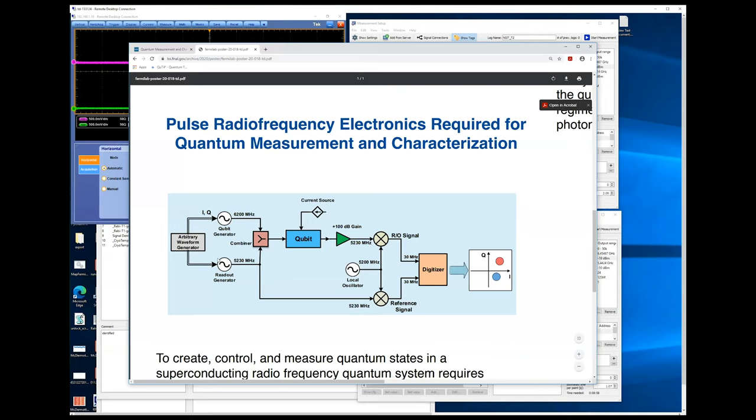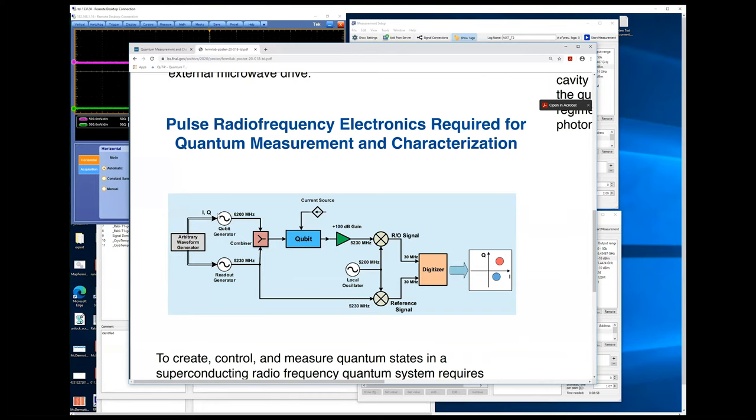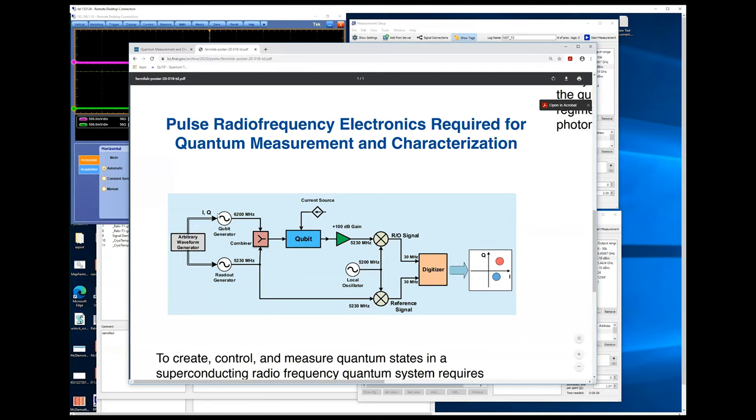So in our case, the readout pulse is around 1 or 2 microseconds. And for the qubit, it also depends on the rate of Rabi oscillations that you want to achieve, but in general you can control the magnitude and the pulse length of the qubit pulse. In our case, it's about 100 nanoseconds for the qubit.